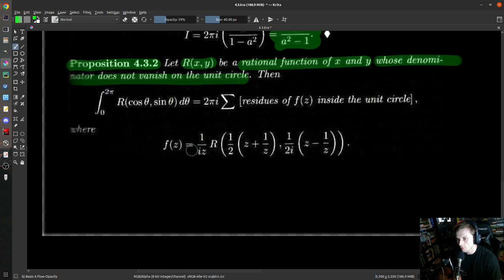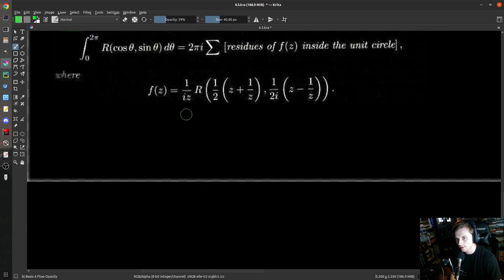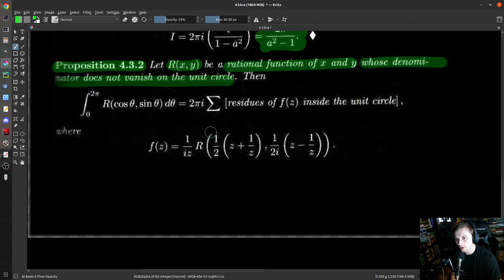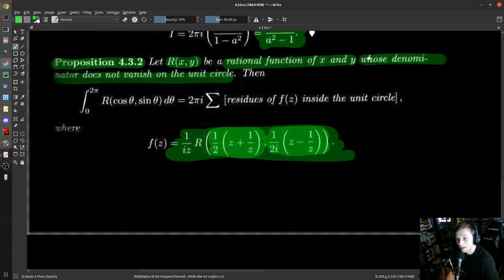f(z) is 1 over iz. This is just like in this example, from this change of variables right here, when we're changing d theta into 1 over iz times dz. So that's where that 1 over iz comes from. And then we just plug in these other forms of sine and cosine, where you plug in z for the e to the i theta, right? So you just plug that on in, and then you can get this nice formula involving the residues of this function, which is exactly what we ended up doing up here.